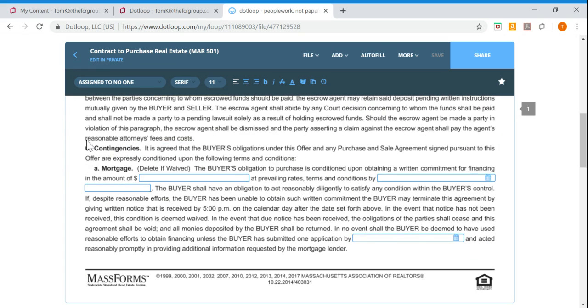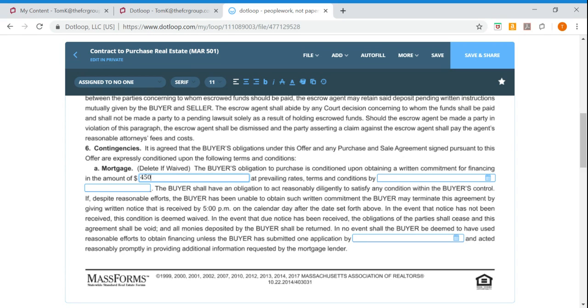Next, you're going to get into contingencies, section 6. This is going to be your mortgage contingency. If it's not a cash offer and you're seeking a mortgage, you're going to be asking for financing. Generally, you can put a dollar amount in here, so you can calculate if they want 10% down and they're doing a $500,000 offer, then they're going to need financing in the amount of $450,000.